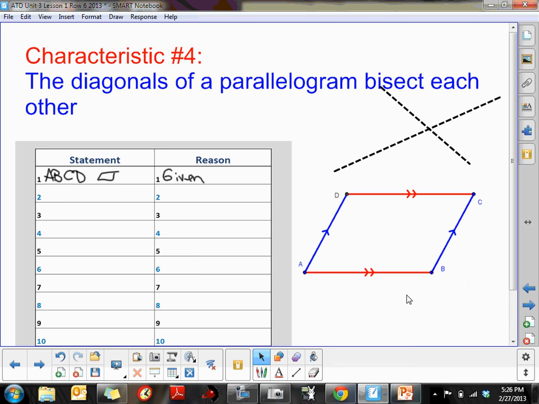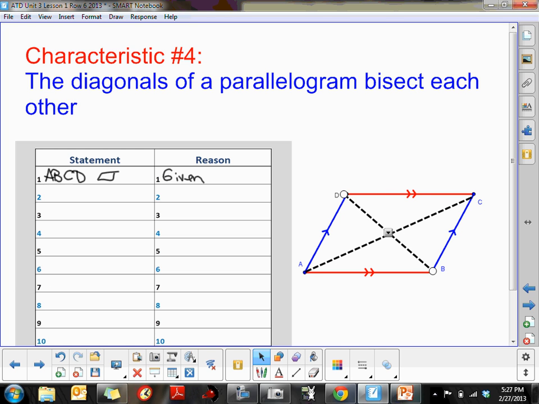And the last characteristic that we were going to prove today about parallelograms is that if the diagonals are drawn, they will always end up bisecting each other. So we're going to start off with a parallelogram. We're going to draw in the diagonals, and these diagonals have a special relationship with each other when they meet. And that is, they are supposed to bisect each other, which means they cut each other in half or meet in the midpoint, however you want to think of it.